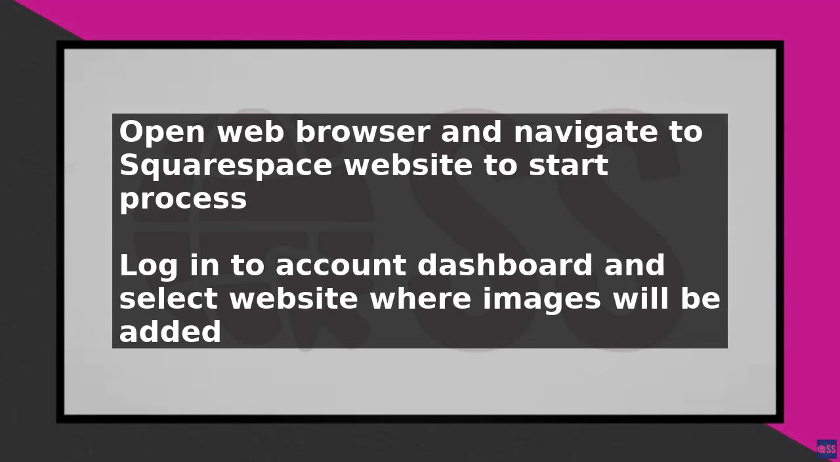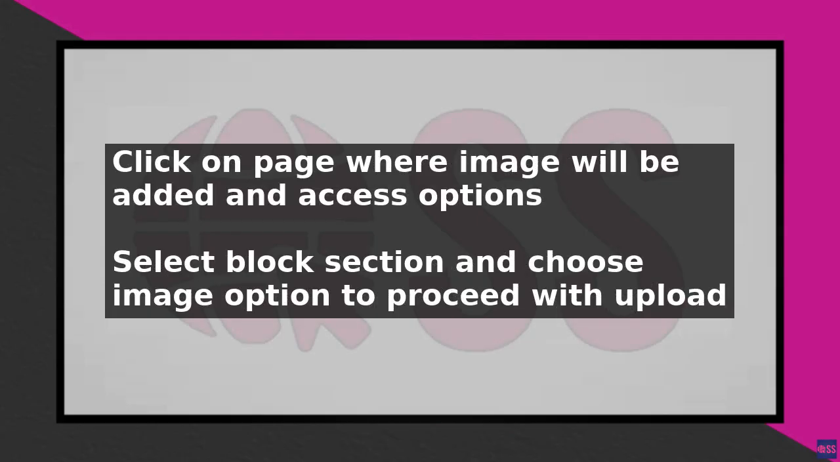To add images in Squarespace, start by opening your web browser and navigating to the Squarespace website. Once there, log into your account dashboard and select the website where you want to add images. Click on the page where you want to add the image, and you will see an Add button.